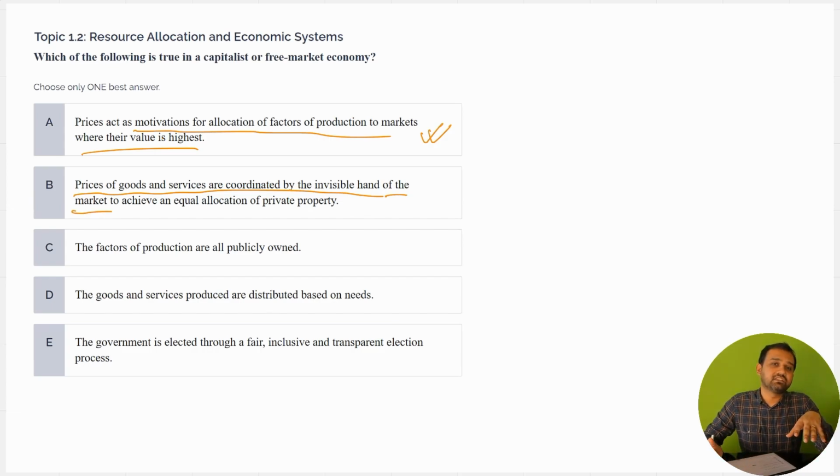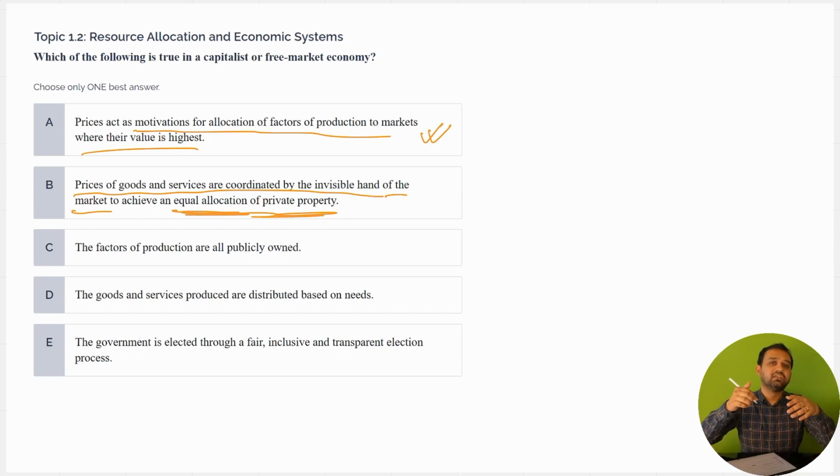An invisible hand is something that we say to suggest that although there is no visible hand of the government coordinating everything, just the fact that the price can give people signals means that the market tends to get coordinated by itself. So that is where the invisible hand comes in. And this is sort of a trick question because you see invisible hand, you think, oh, that's free market, and you write that answer. But you should read the remaining part of that statement. It says prices of goods and services are coordinated by the invisible hand of the market. That is true in a free market system to achieve an equal allocation of private property. That means everyone gets the same amount of private property.